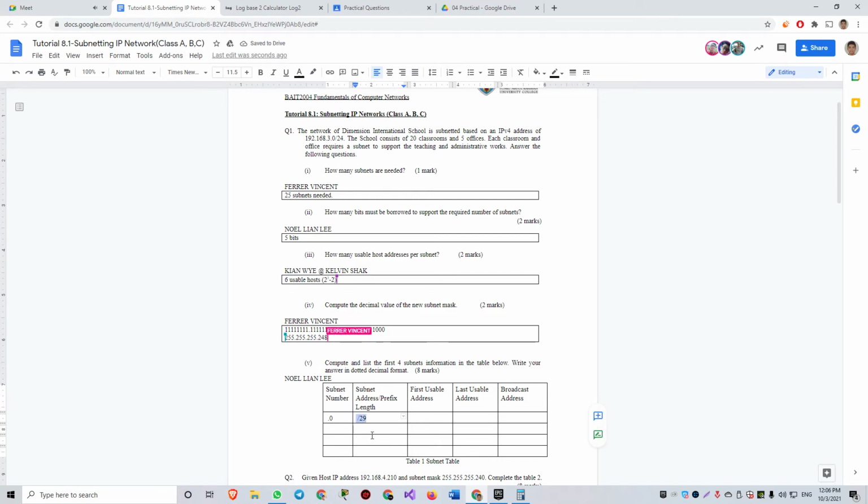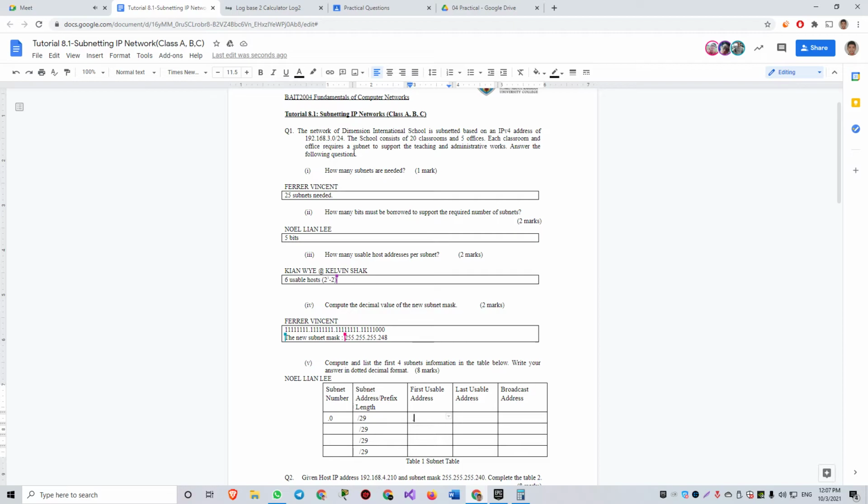So that will be the new subnet mask. It's different from the original one. The original one is 255.255.255.0. But since you borrow 5 bits, the 5 bits you borrow now belong to the network. So now the 0 becomes 248, right? Okay.